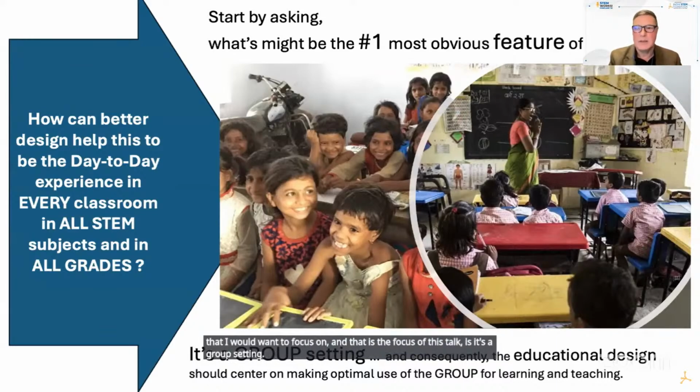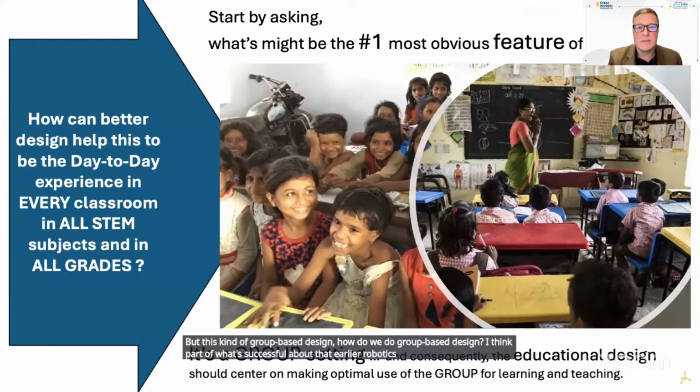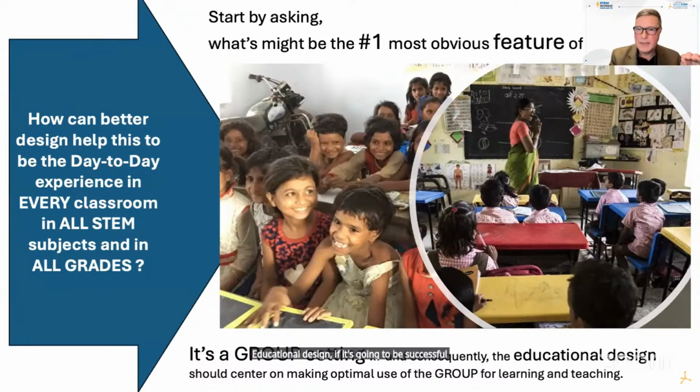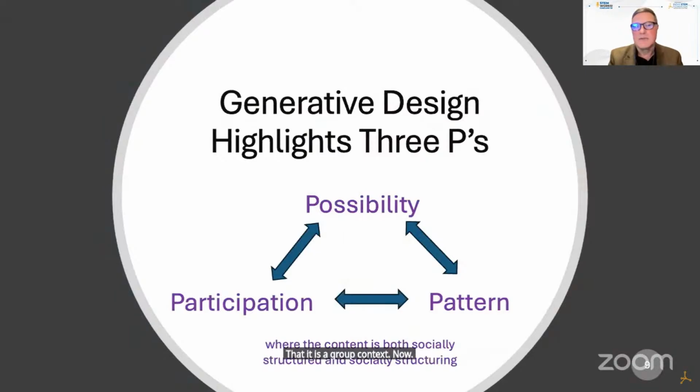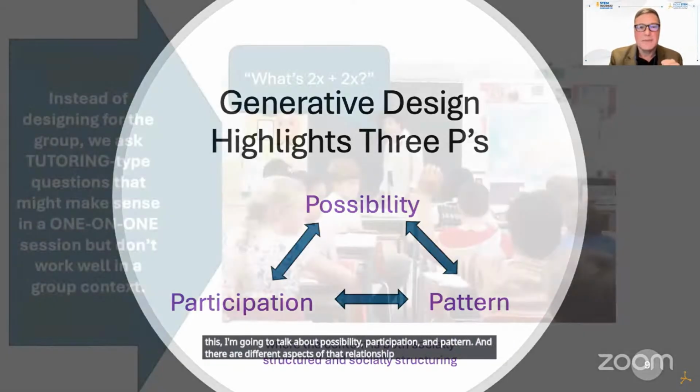I've coached soccer for many years. It's more like a soccer field with multiple players than it is kicking a ball against the wall, right? So kicking the ball against the wall is what I'll call the tutoring approach. But this kind of group-based design, how do we do group-based design? I think part of what's successful about that earlier robotics task is there are lots of ways of participating in this. So educational design, if it's going to be successful and scale and have impact, needs to pay attention to the primary feature of a classroom, that it is a group context. Now, this comes back to the three Ps, and in doing this, I'm going to talk about possibility, participation, and pattern, and the different aspects of that relationship to generative design.